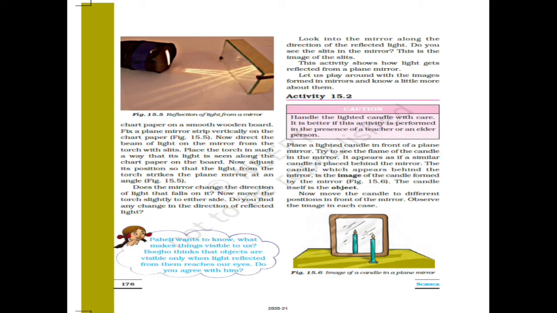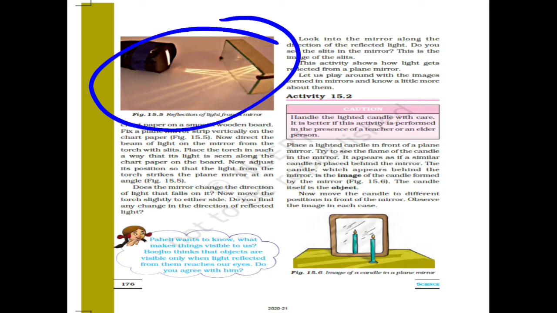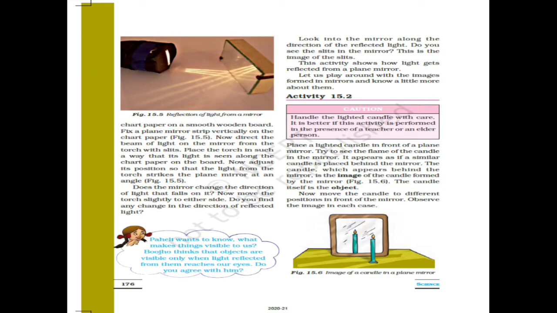Let us play around with the images formed in the mirror and know a little more about them. Now as you can see in this picture, when you are striking the light with the help of a torch on the mirror, you can see the change in the angle of the reflection of the light. This is how the reflection works, and it has been reflected from a particular shiny or polished surface.